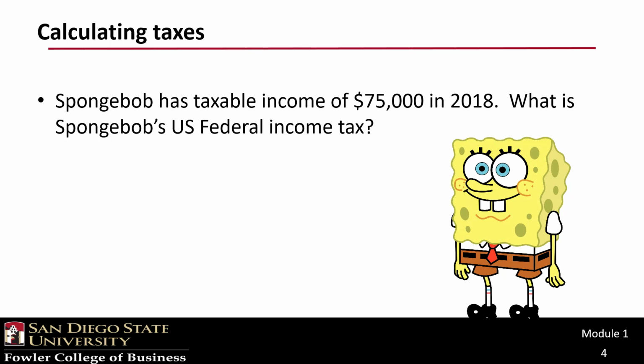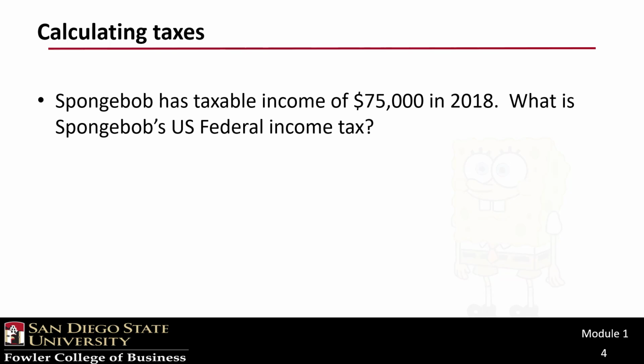Okay, so let's start with our friend SpongeBob. SpongeBob has taxable income of $75,000 in 2018. What is SpongeBob's U.S. federal income tax? In order to solve this, we need to go to the income tax tables for 2018, which are in your table pack. SpongeBob is a single guy, so we need to go find the single table and calculate his tax. You can either do that now or you can work through this first one with me.